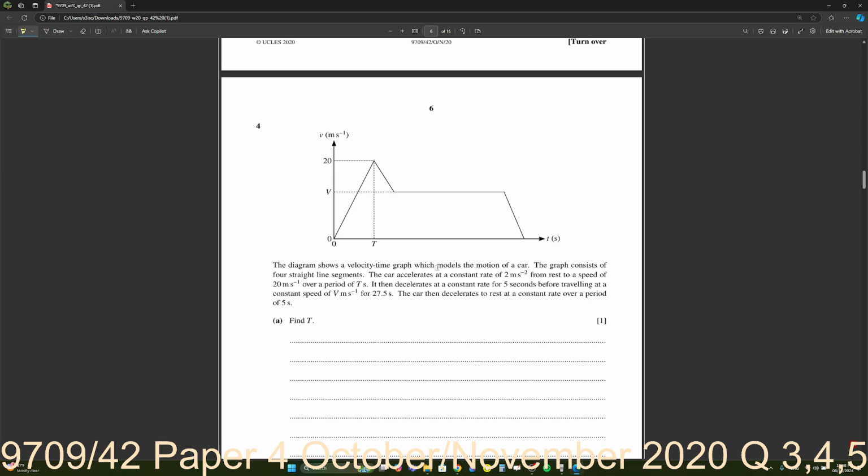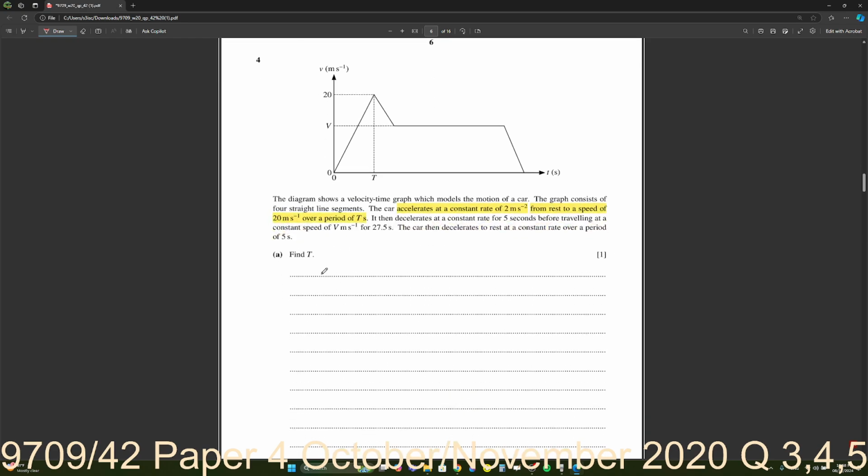One thing to pay attention to in the question is that they said that the car accelerates at a constant rate of 2 meters per second squared from rest to a speed of 20 meters per second over a period of t seconds. Without even looking at the graph, well, they put the graph to help you, you can easily find the time. You guys know that acceleration is equal to delta v over t, and therefore acceleration would be equal to final velocity minus initial velocity over the time. We know that it accelerates at a rate of 2.